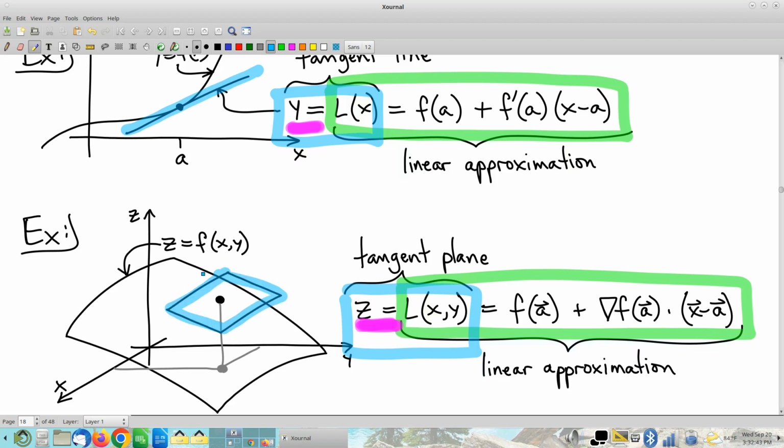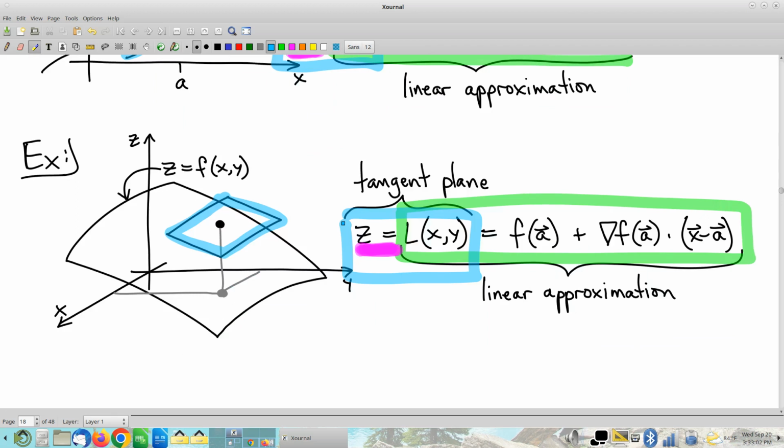And that's called the tangent plane for sort of obvious reasons, because it is just like the tangent line is tangent to the graph of the original function. The tangent plane is tangent to the graph of the original function. Okay. All right, so a little terminology there.